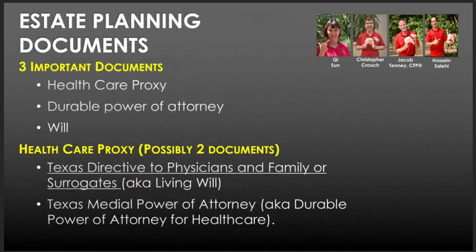Let me jump into the next slide. You need to know these three important documents: healthcare proxy, durable power of attorney, and will. For example, the healthcare proxy is about the healthcare issues where you need to make decisions. In Texas, we have these two: the Texas Directive to Physicians and Family or Surrogates.